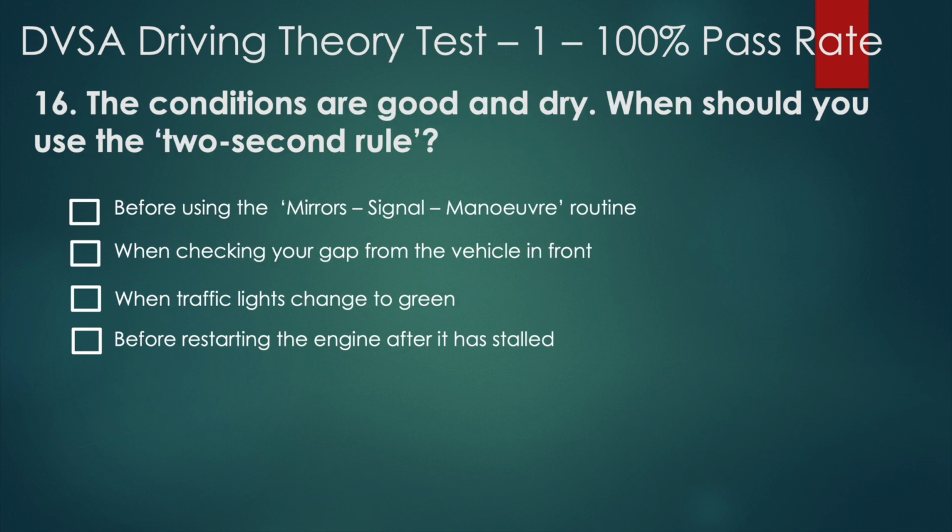16. The conditions are good and dry. When should you use the 2 seconds rule? A. Before using the mirror signal maneuver routine. B. When checking your gap from the vehicle in front. C. When traffic lights change to green. D. Before restarting the engine after it has stalled. And the answer is B. When checking your gap from the vehicle in front.